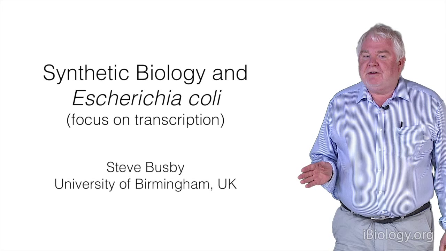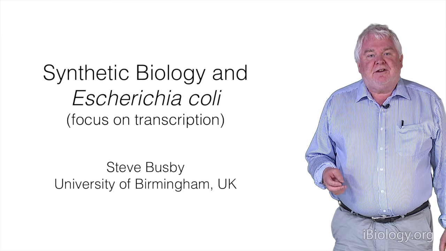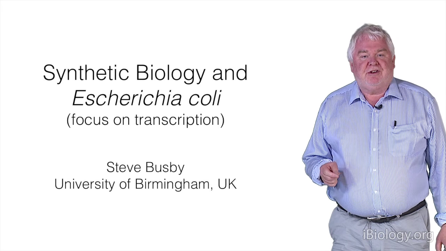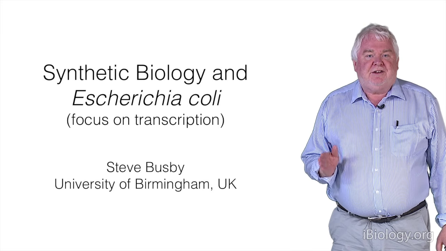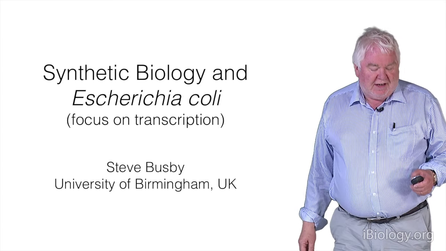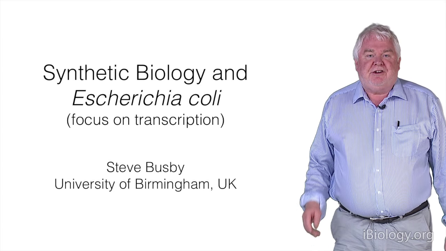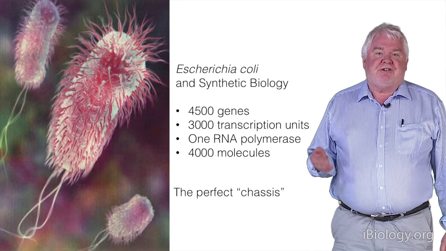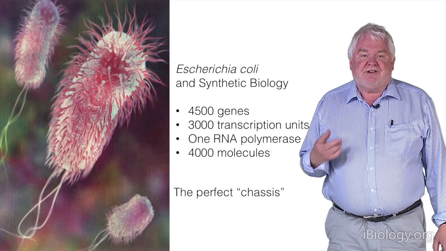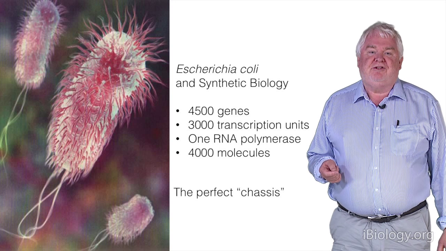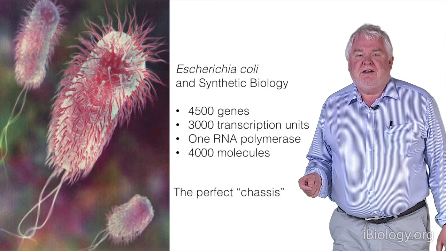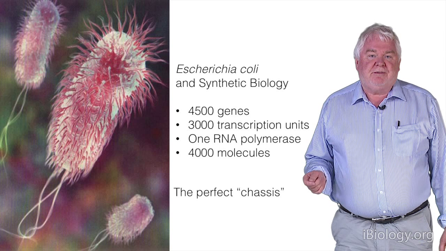I think it's important to understand that manipulating transcription is a means to an end, but not an end in itself. So let me start off by telling you a little bit about Escherichia coli. A typical Escherichia coli cell has a single chromosome. It contains something like 4,500 genes, and these genes will be organized into 3,000 transcription units.